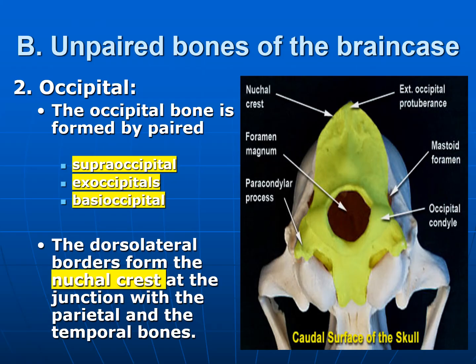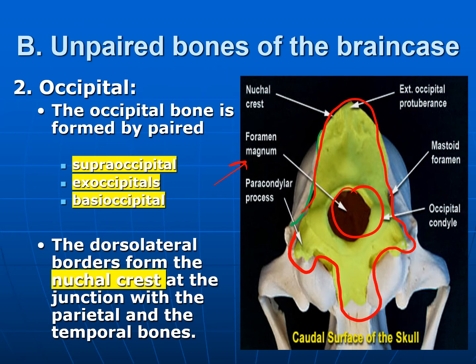The second bone we have is the occipital bone. The occipital bone is formed by paired structures, but they are fused together, so they are considered one bone. All of this bone here is the occipital bone. At the center of this bone, we have this foramen. This foramen is called the foramen magnum, and from this area the spinal cord exits the cranial cavity.